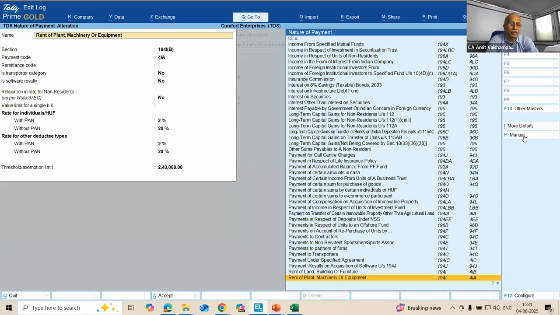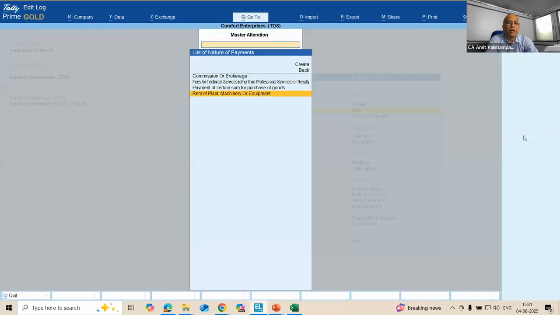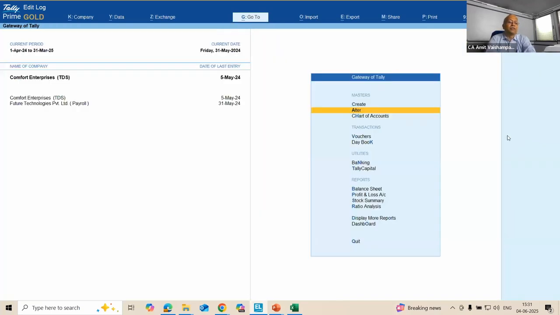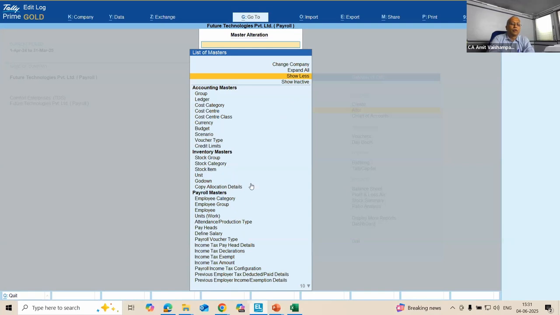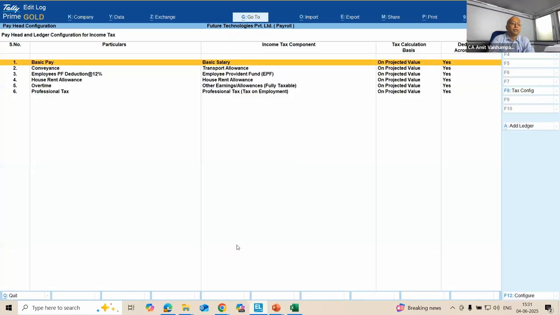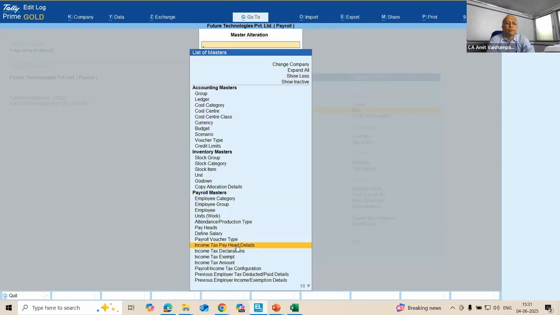In case of salary, I showed you the other company where the TDS configuration is required. This is the place where you create TDS nature of payments. And in the other company of salary, I'll just go back there and show you once again. We'll go to alter, show more, and income tax pay heads. These are the pay heads I have created. These are the income tax declarations.